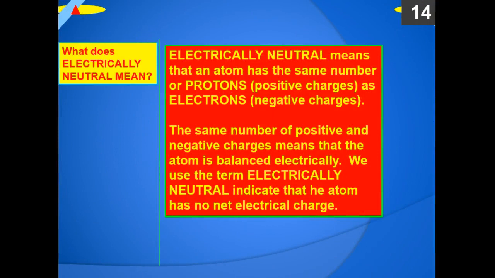Okay, electrically neutral means that an atom has the same number of protons, positive charges, as electrons, negative charges. We talked about this earlier. The same number of positive and negative charges means that the atom is balanced electrically. We use the term electrically neutral to indicate that the atom has no net electrical charge.